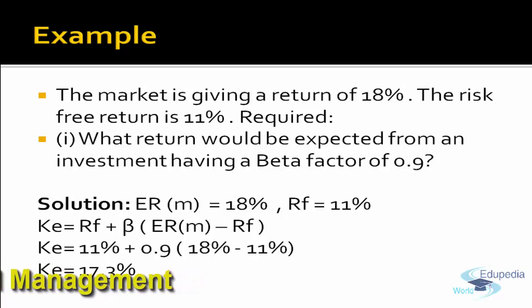Out of the 7%, you will see how much sensitivity your asset has towards the market. What return would you expect from an investment having a beta factor of 0.9? A beta factor of 0.9 represents that if the market is moving by 1, your asset only has a movement of 0.9. So you multiply the premium, that is 7%, by 0.9, and obviously you are expecting the risk-free return. So 11% plus 0.9 times the difference of 18% and 11%. So the cost of equity is 17.3%. Clear?